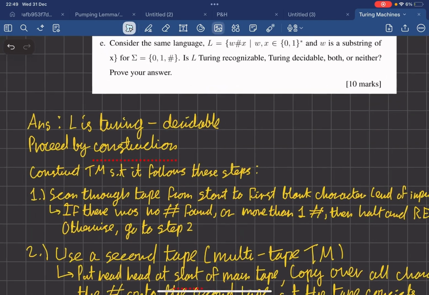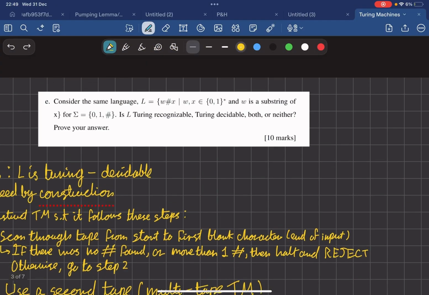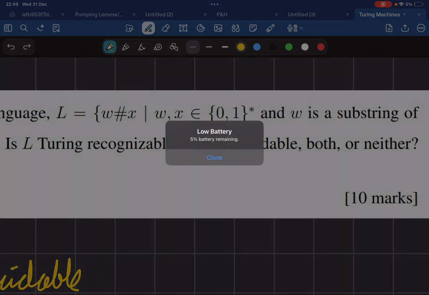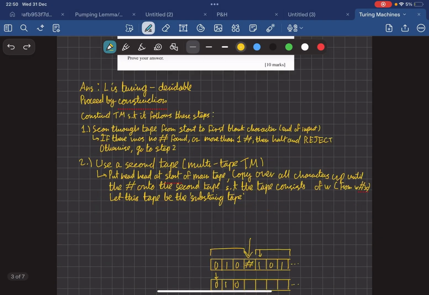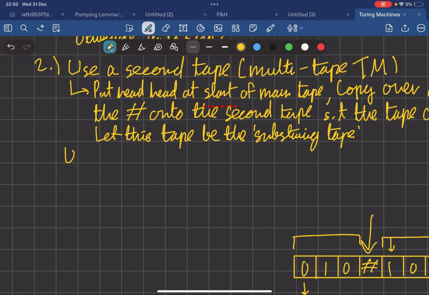So, just to reiterate, this tape will now contain all the characters to the left of the hashtag, which is effectively W. Okay, now we're going to write out the same thing, but for the third tape. So use a third tape.